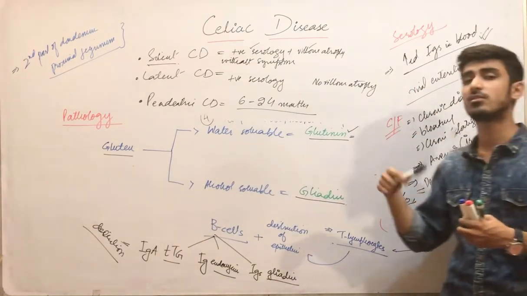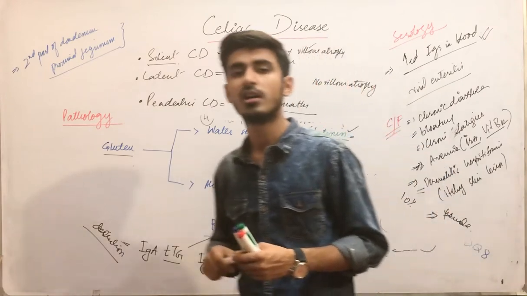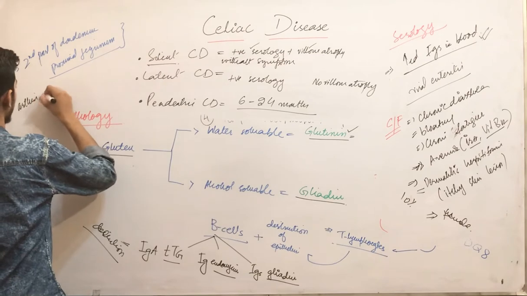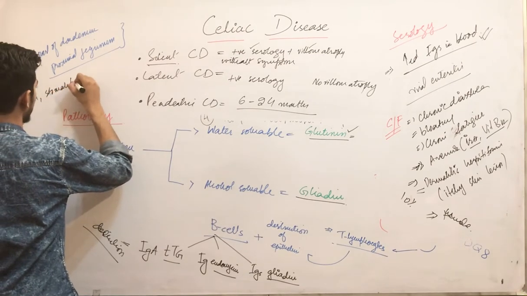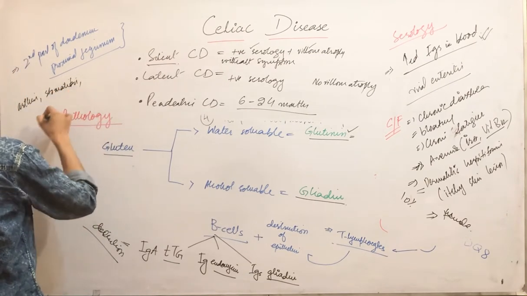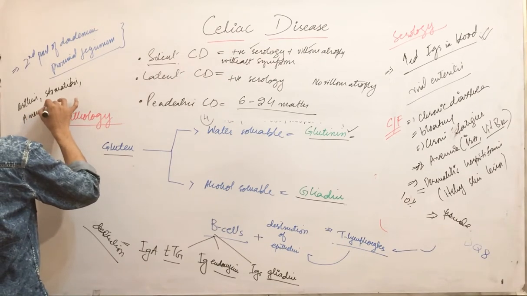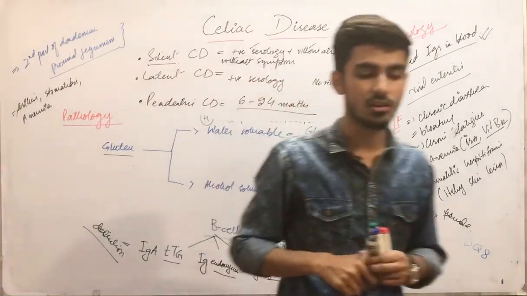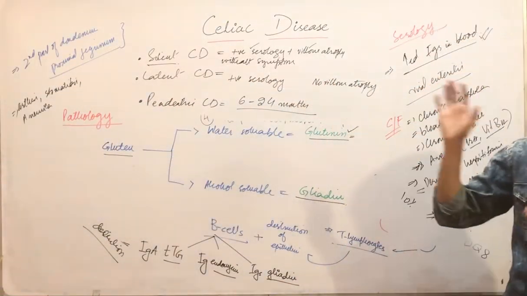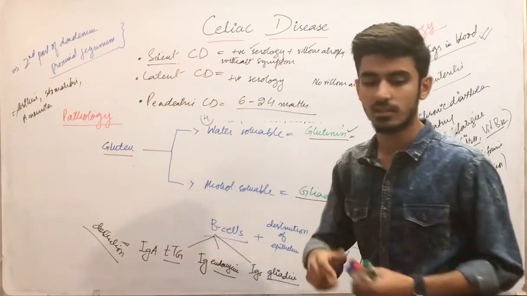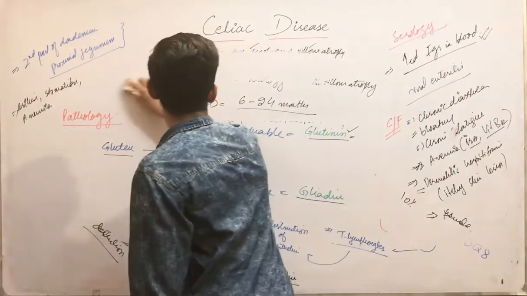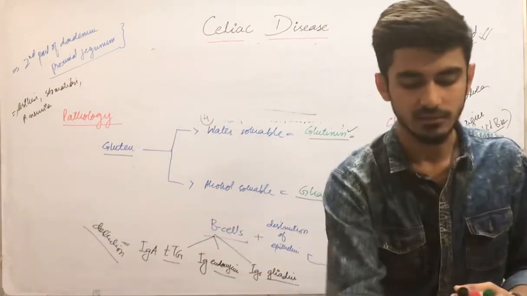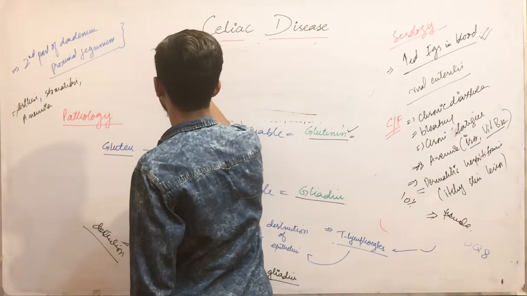Then we have certain extra intestinal symptoms also, that include arthritis. Clear? Arthritis, stomatitis, meaning mouth ulcers may be present. Clear? Anemia is also one of the extra intestinal features. So this is your extra intestinal feature. Now after this we have the tests for celiac disease. Clear? Silent, latent, pediatric celiac disease we have studied. Now we have the tests of celiac disease.